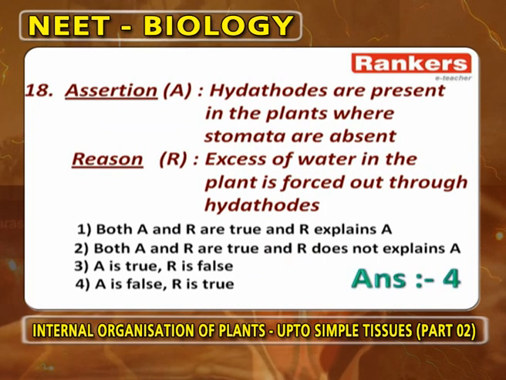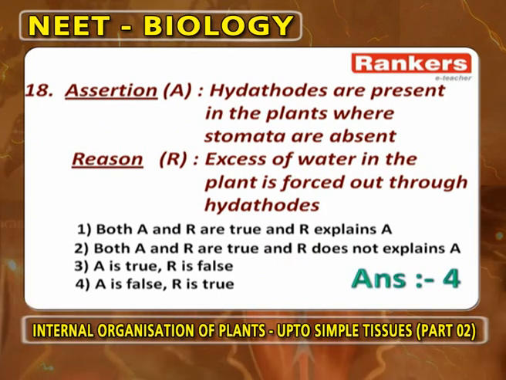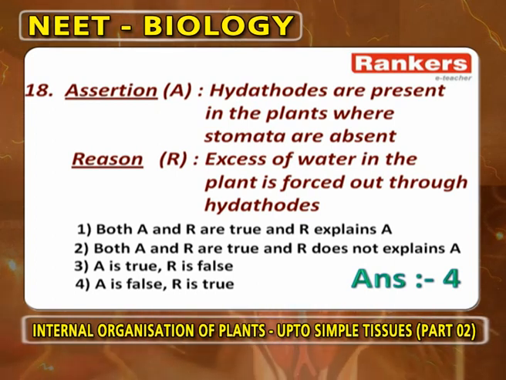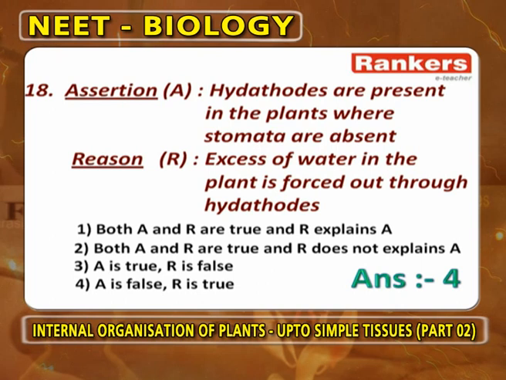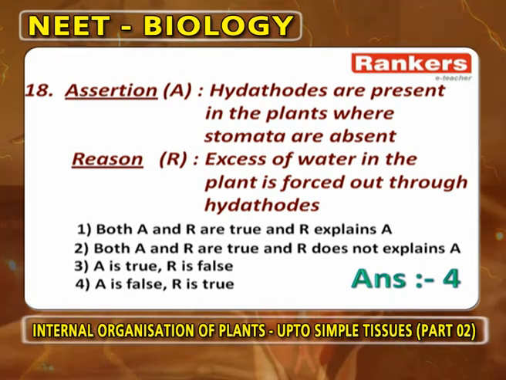This is an assertion reason. Assertion: Hydathodes are present in the plants where stomata are absent. Reason: Excess of water in the plant is forced out through hydathodes. The assertion, that hydathodes are present in the plants where stomata are absent, is wrong.